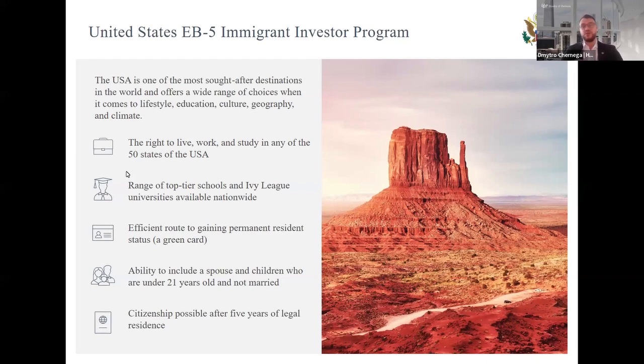Over the past years, we've seen heightened interest in the EB-5 program. The demand is due in part to the global environment: wars, economic shifts, geopolitical factors, anything like that brings more demand to the EB-5 program.